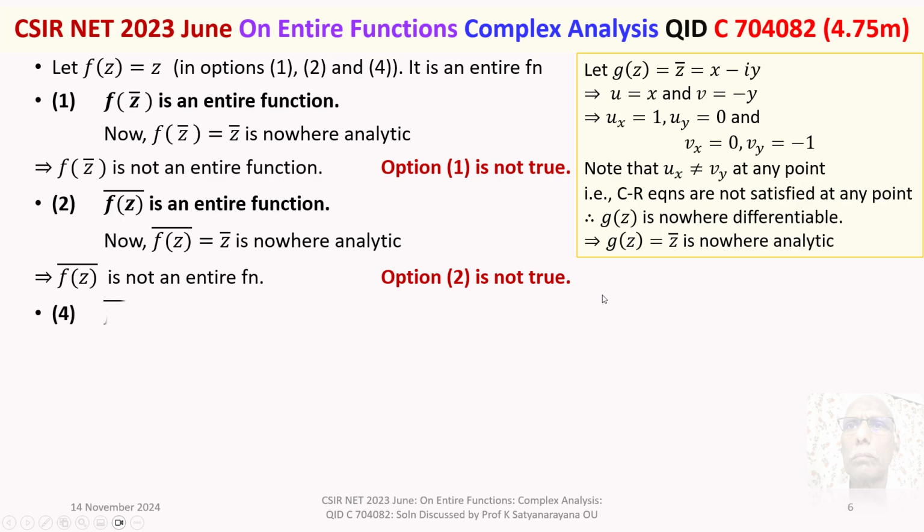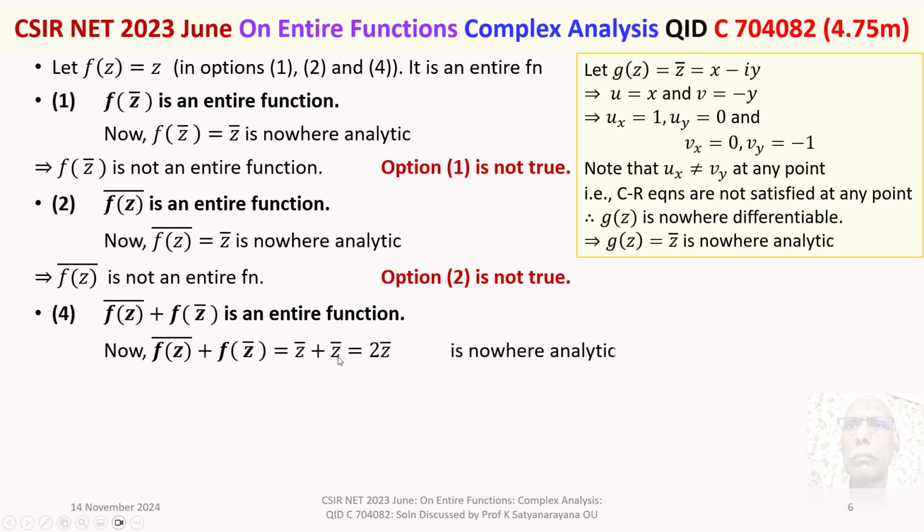We go to the option 4. The conjugate of f of z plus f of z bar is an entire function. The same example we take, f of z is equal to z, then it will be equal to z bar plus z bar, that is equal to 2 times z bar, which is again nowhere analytic. Therefore, it is not an entire function. Option 4 is not true.